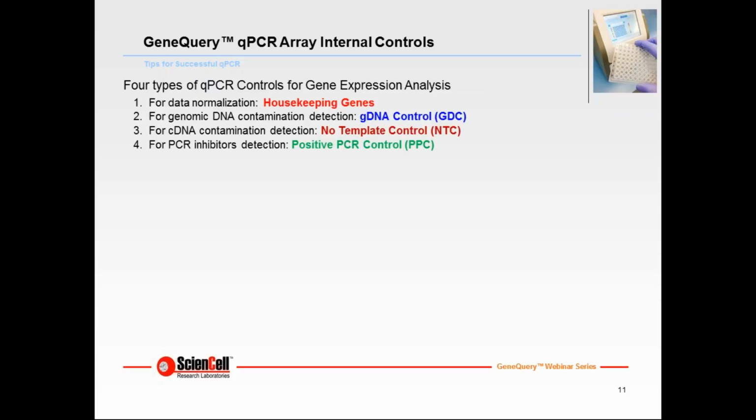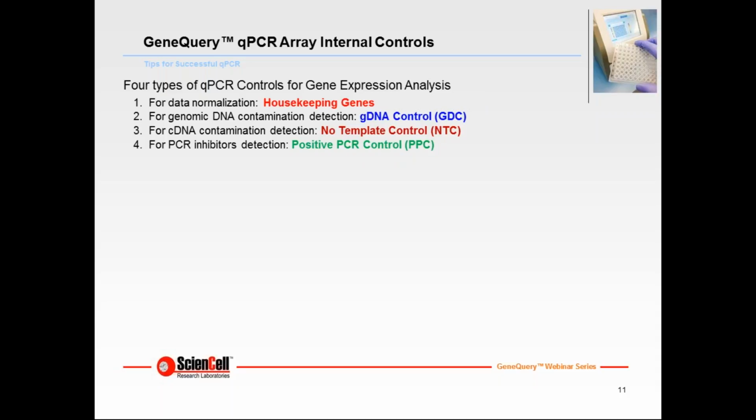And they are, for data normalization, housekeeping genes. For genomic DNA contamination detection, gDNA control. For cDNA contamination detection, no template control. And for PCR inhibitor detection, positive PCR control. In the next few slides, we'll discuss each of these aspects in detail.